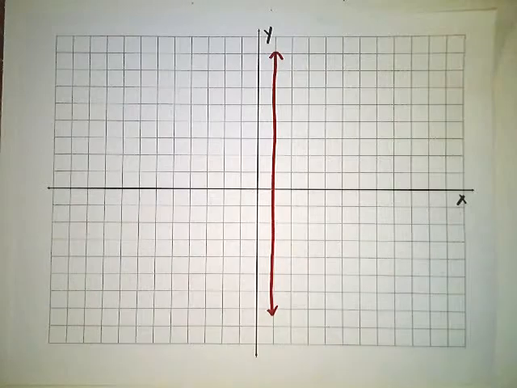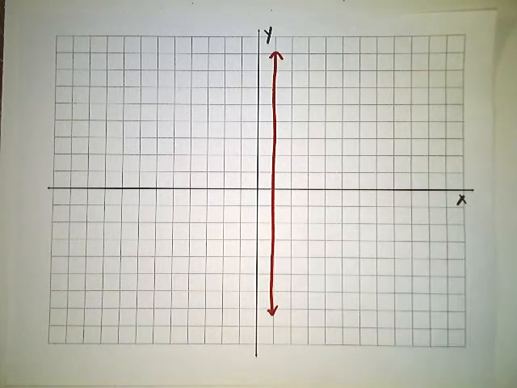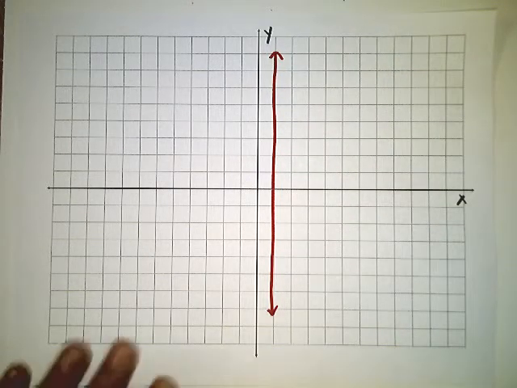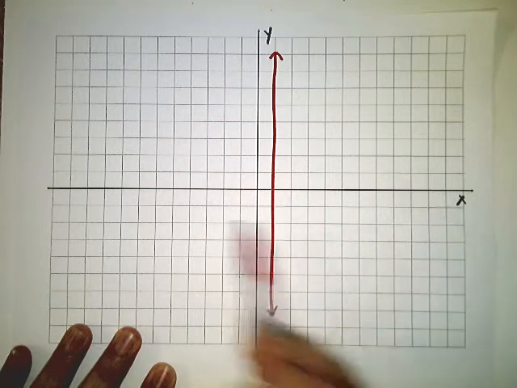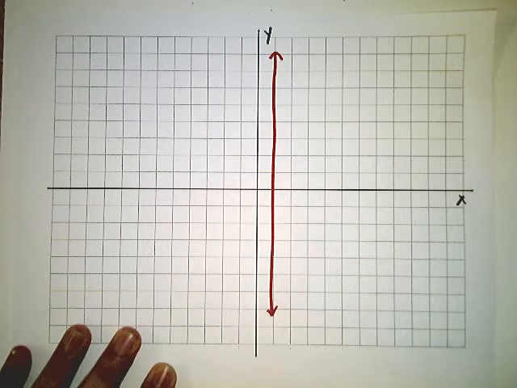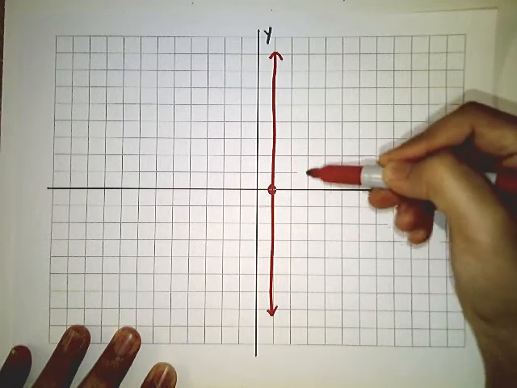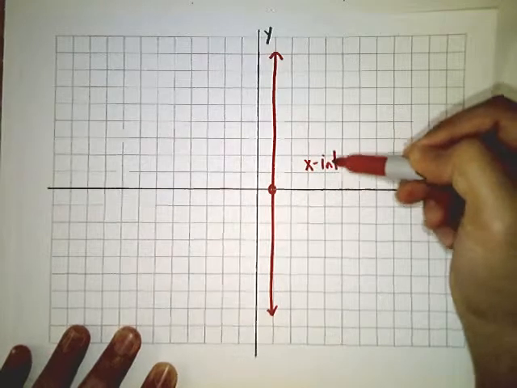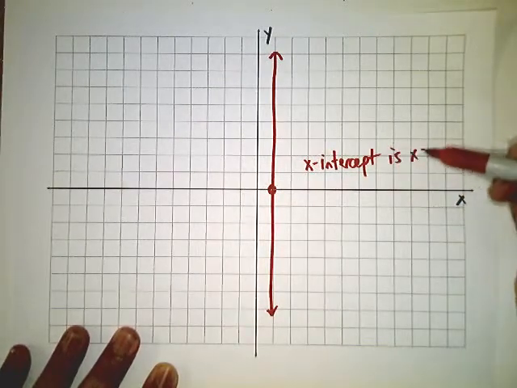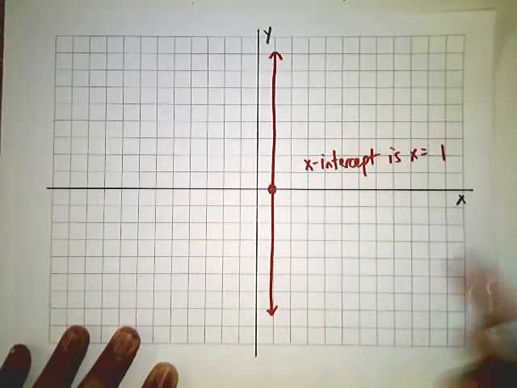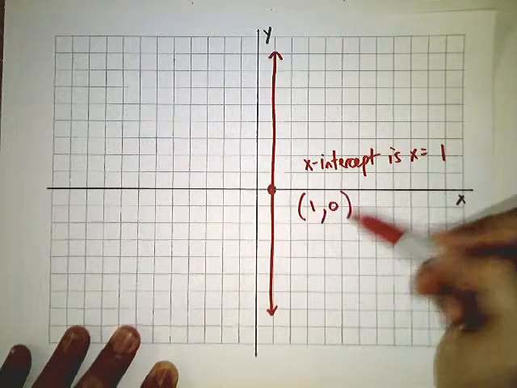That's what this line looks like. My line's kind of wobbly. Hopefully you used a straight edge. So now think, what's the x-intercept of this line? Where does this line hit the x-axis? Right there. So the x-intercept is x equals 1, which happens to be the same as the line itself. In other words, (1, 0).